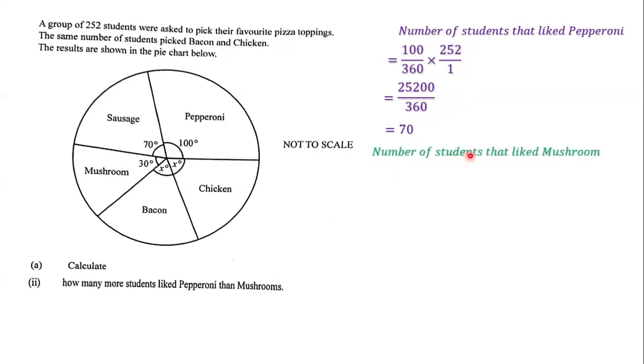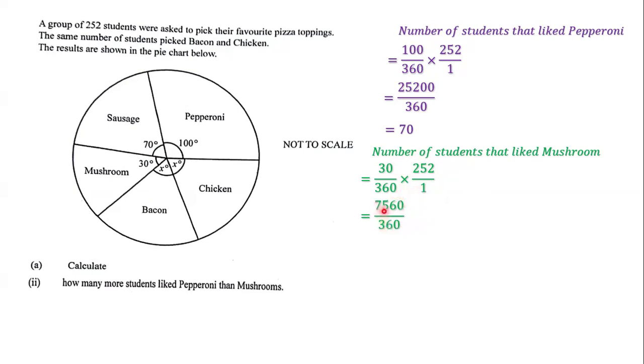Next, we need to determine the number of students that like mushroom. Now the degrees for mushroom is 30 degrees. So we have 30, right, over 360 because angles in a circle add up to 360 degrees. And so we have 30 all over 360 multiplied by the total amount of students, which is 252 over 1. And so we have 30 multiplied by 252, and 30 multiplied by 252 is definitely 7,560. And so we have 360 multiplied by 1, and 360 multiplied by 1 is 360.